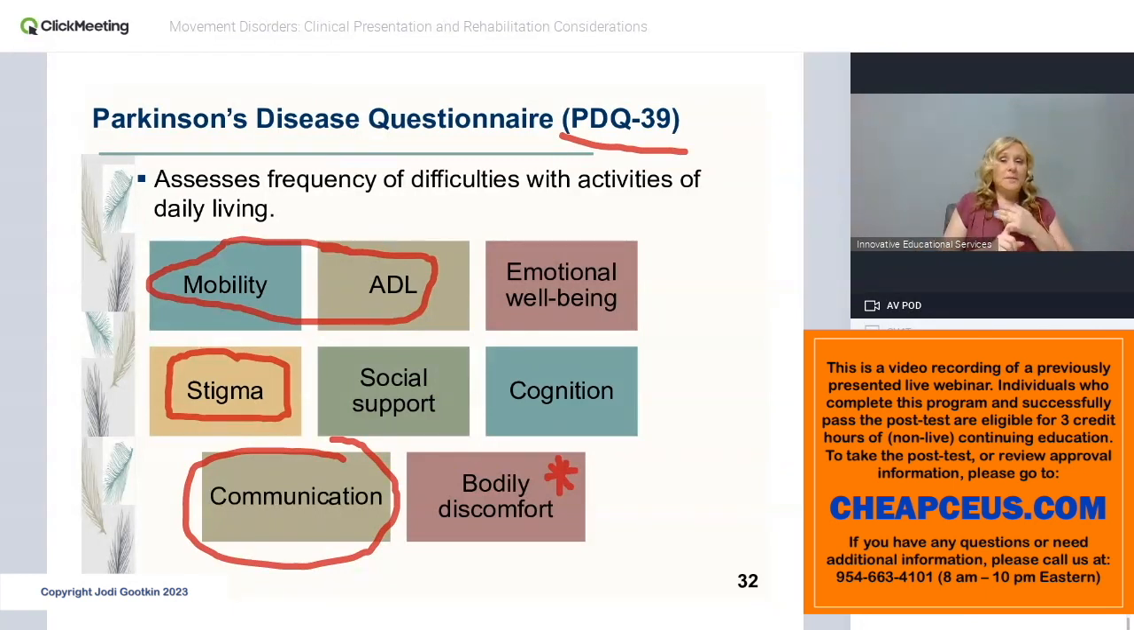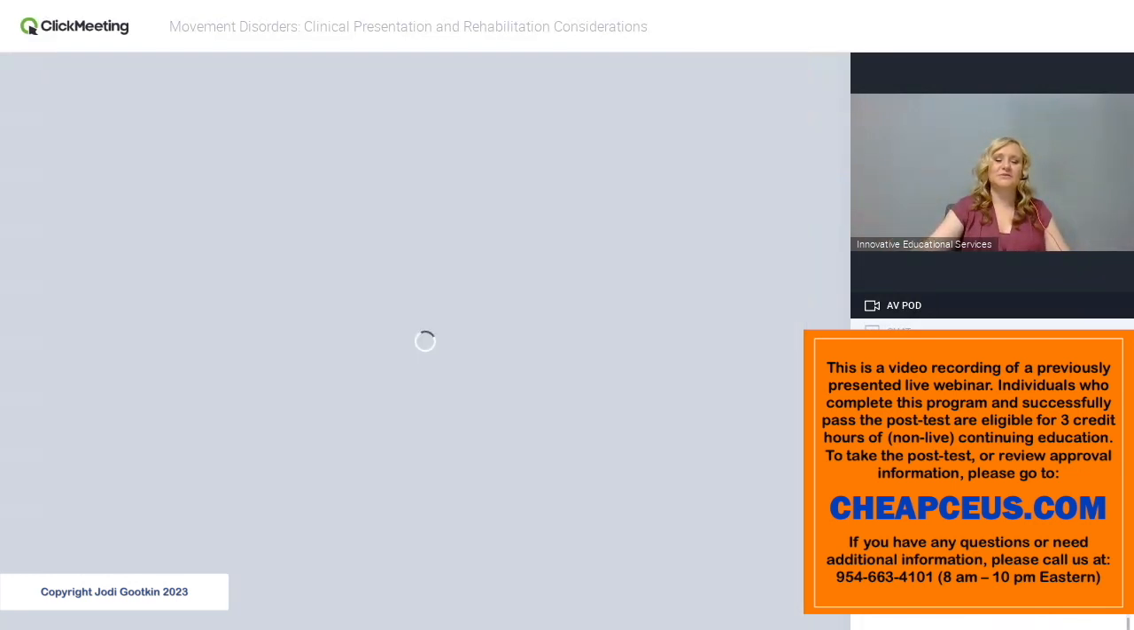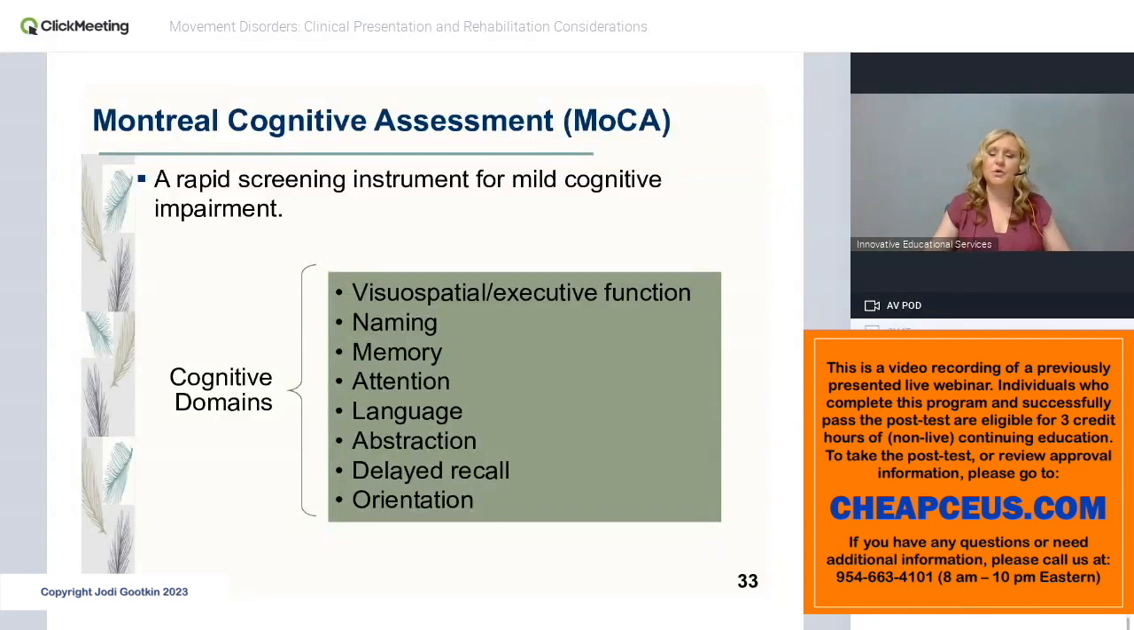It's a self-report measure. Again, it can be the patient or caregiver that is completing it, and a lower score means that they have a better quality of life. Wouldn't it be nice if all of our different tools had the same assessment? High is good, low is not as beneficial, but they each have their own way.